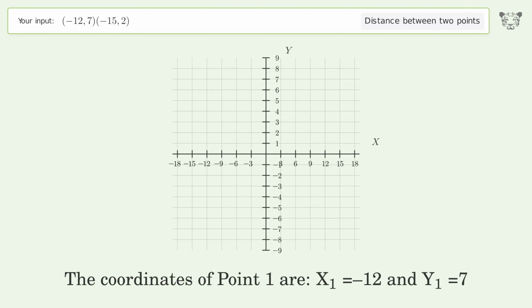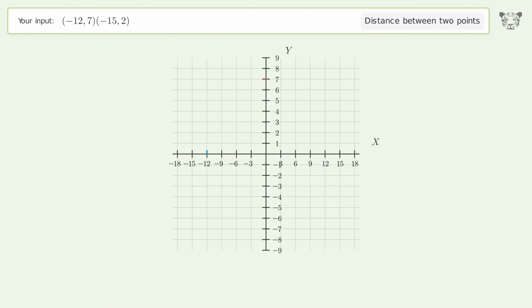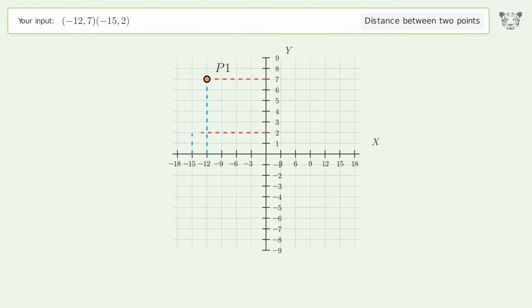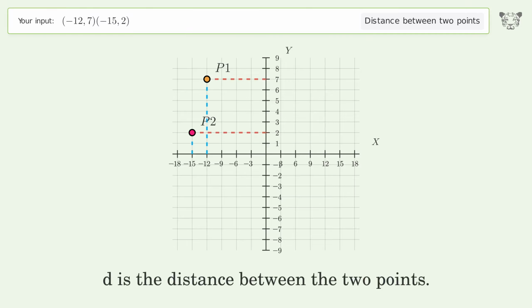The coordinates of point 1 are x1 equals -12 and y1 equals 7. The coordinates of point 2 are x2 equals -15 and y2 equals 2. D is the distance between the 2 points.